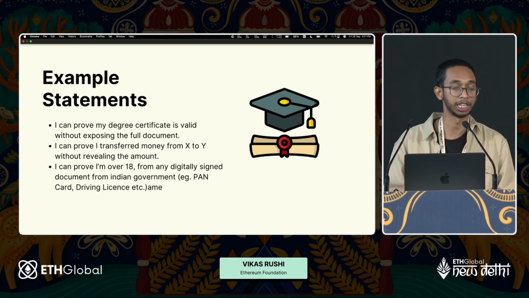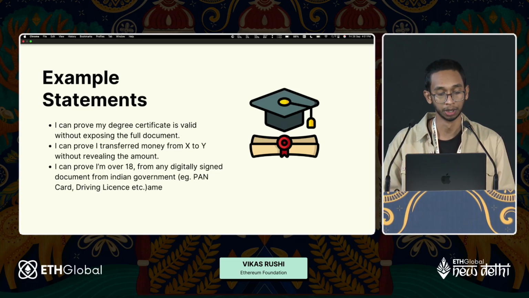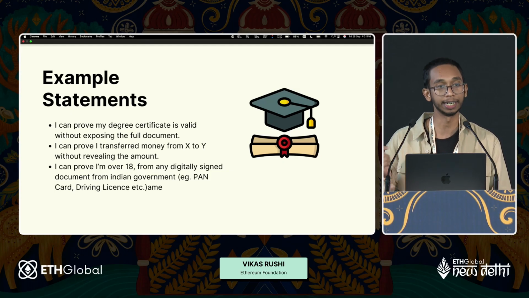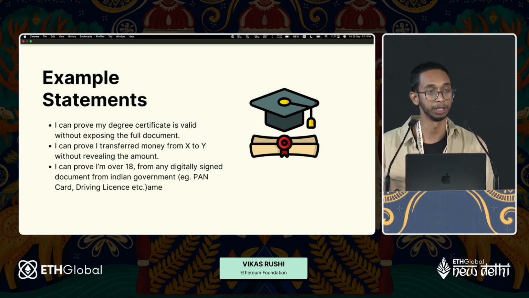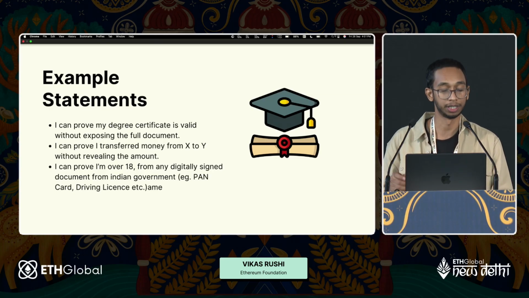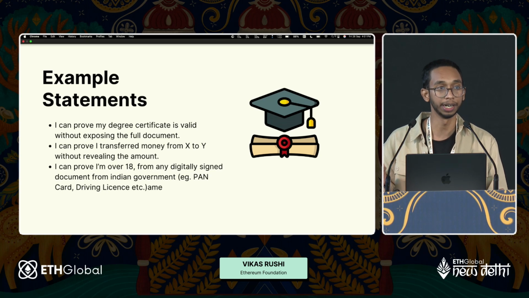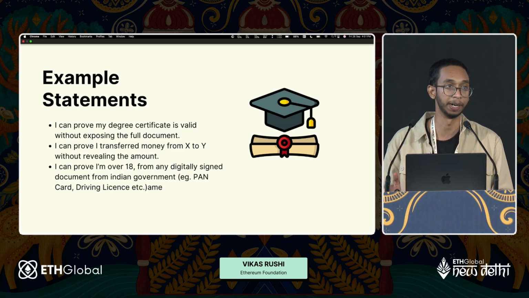So what are example statements I could prove right now? I can prove I own a degree from a college without revealing the entire document. You could prove that you did a transaction from person A to person B with some bank. You could do age claims as well. Let's say you have a PAN card document and you want to prove that the age on the PAN card is above 18. You could do that right now with the zkPDF stack.